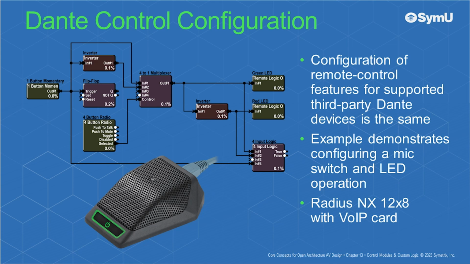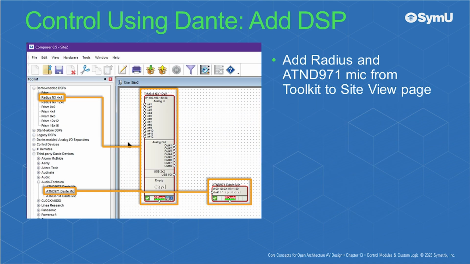The configuration process of the remote control features for each supported third-party Dante device is the same. This example demonstrates configuring a mic switch and LED operation for an Audio-Technica AT-ND971. In this example, a Radius NX12x8 with the VoIP card installed is being used. Add a Radius and AT-ND971 from the toolkit to the Site View page.